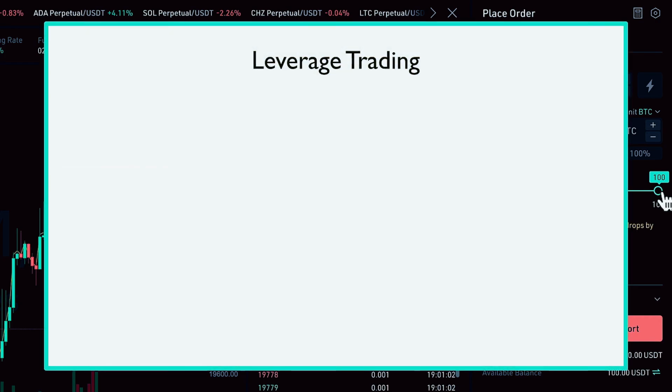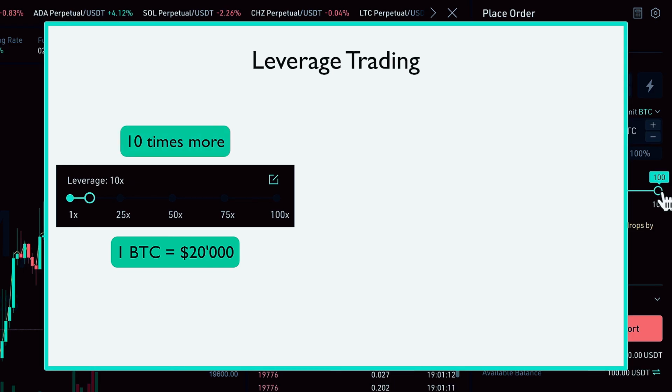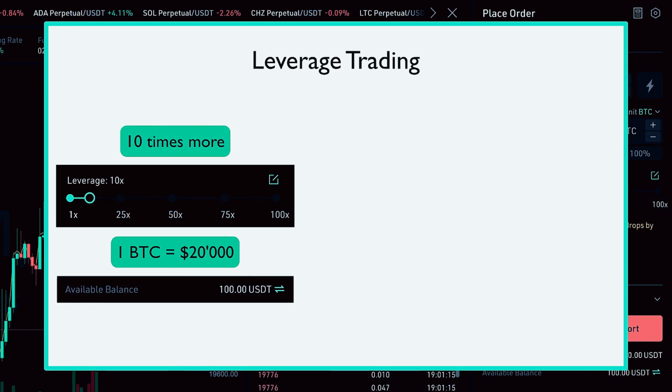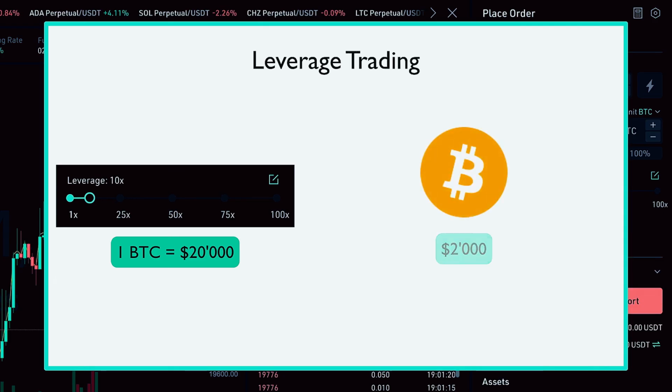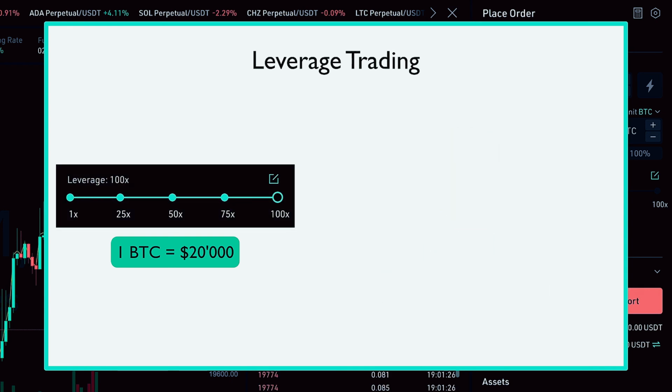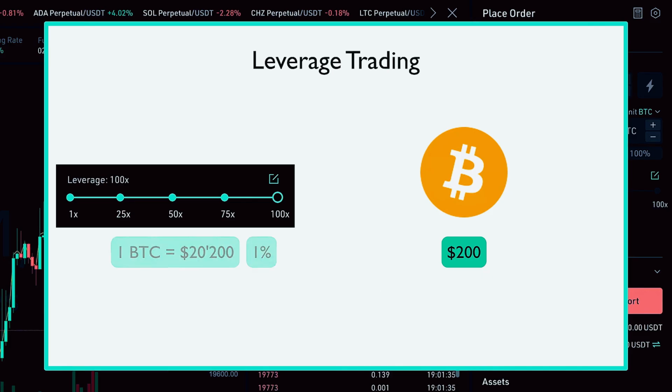So for example, let's say we choose a 10x leverage and the Bitcoin future is currently at $20,000 per Bitcoin. With a 10x leverage, we're able to buy approximately 10 times more than the amount we have in our futures wallet. So if we want to buy a future of 1 Bitcoin, it will only cost us around $2,000, so a tenth of the actual price. If we go totally crazy and choose a 100x leverage, we would only need to pay $200 for a future of 1 Bitcoin. If then our Bitcoin future goes up just 1%, we have already doubled our $200 investment.